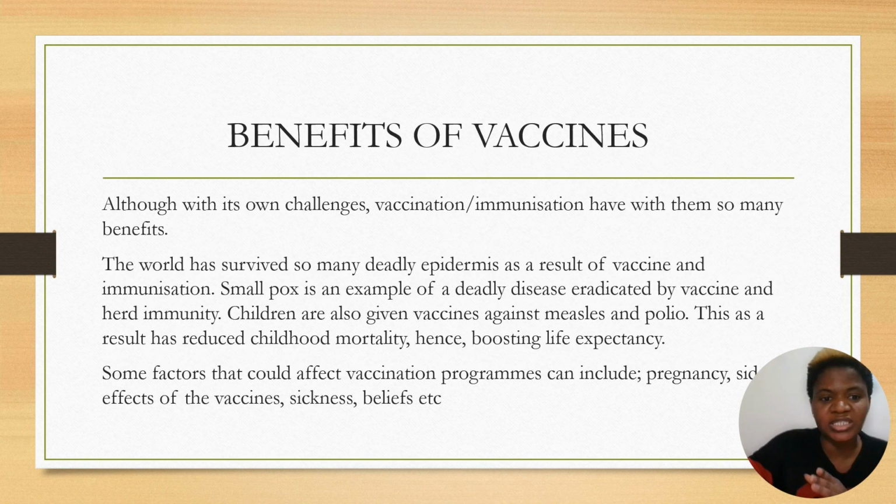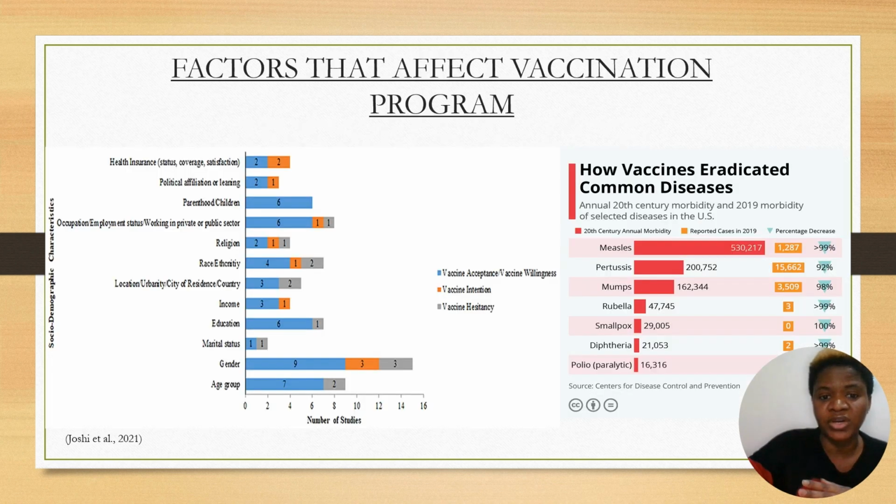Benefits of vaccines are so amazing and it has saved our society so far. It actually helps to reduce the virus from spreading, and we see this to be evident in the coronavirus vaccination. And this picture just shows us some factors that can affect vaccination in our society.